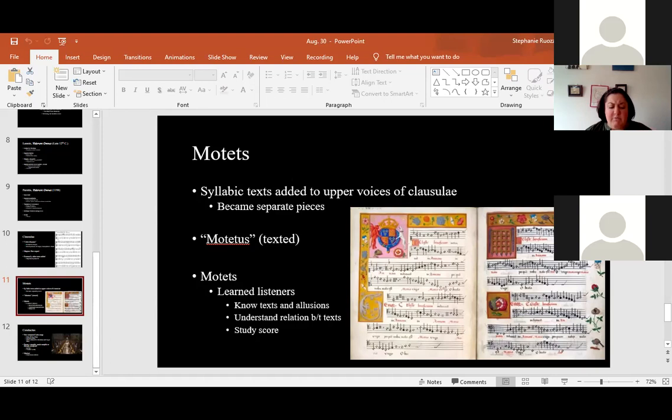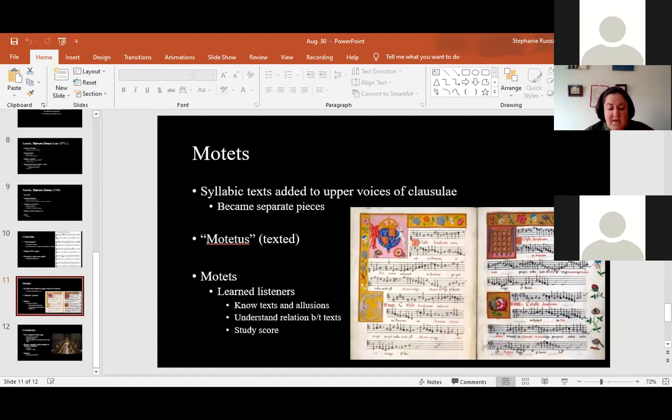And rather than simply do the same monophony daily, what they would do is trope it. And that is when they add text, words, or both text and words. So basically all you have to know about a trope is that it's an addition to the original chant. So far, so good? Yes, thank you so much.